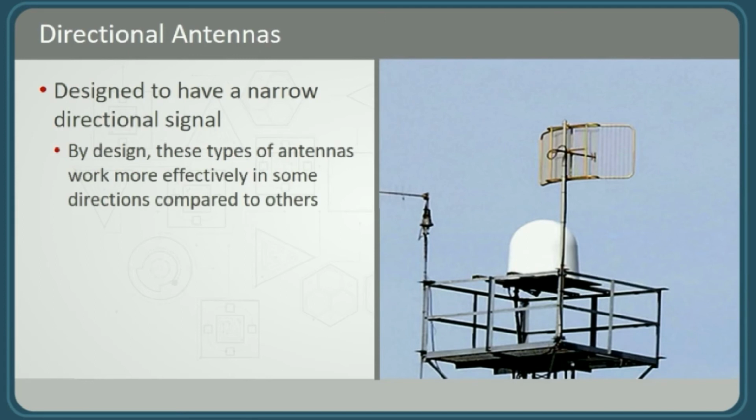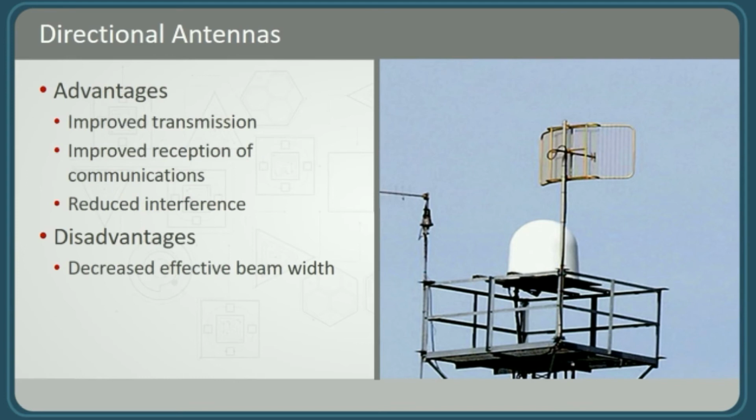So then, directional antennas have a narrow, more focused directional signal. By design, these types of antennas work more effectively in some directions compared to others. So they are not only a little more effective in any given direction, but more efficient because there isn't that wasted transmission, if you will. So the advantages can offer improved transmission, improved reception of communication, and reduced interference because they are more targeted, more focused.